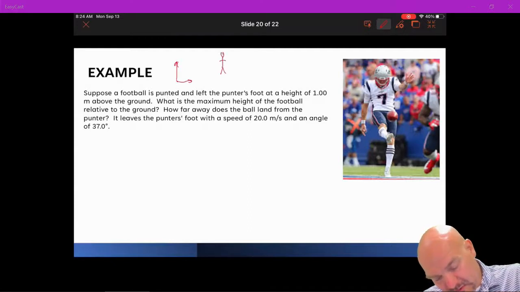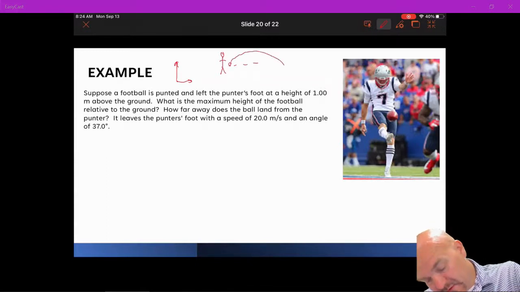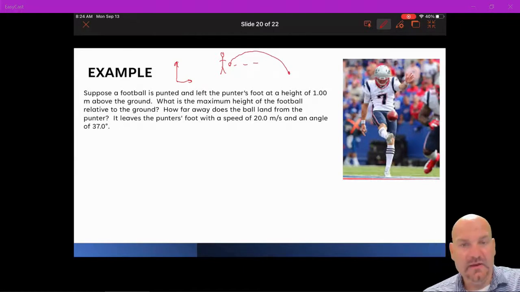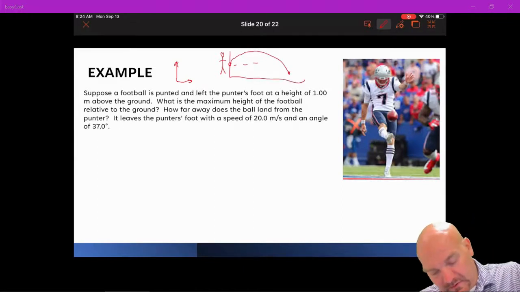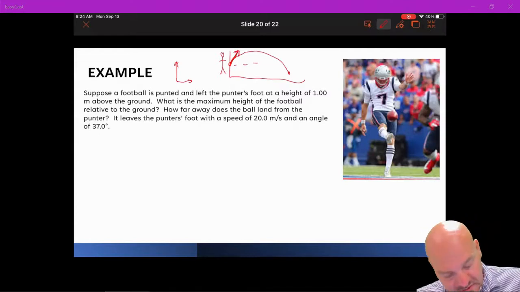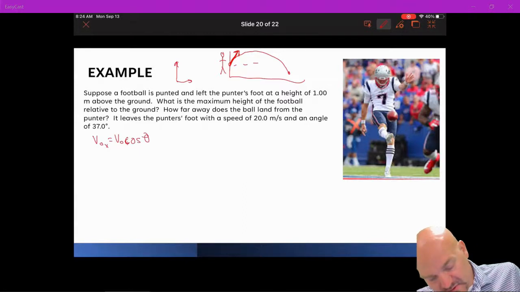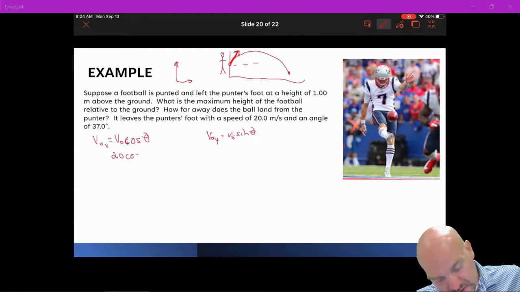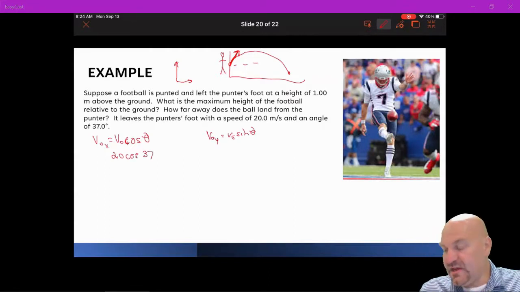so here's our punter. It's going to leave his foot 1 meter off the ground, okay? And it's going to land at some distance that we're going to look for. Okay, we're given the initial velocity. So the first thing you need to do is break up that initial velocity into x and y components. So we're going to do Vox equals Vo cosine theta, Voy equals Vo sine theta. So we're going to do 20 cosine 37. Make sure your calculator is in degrees.